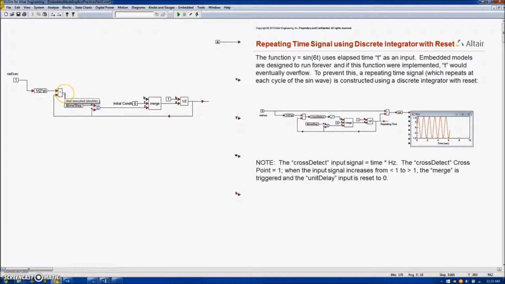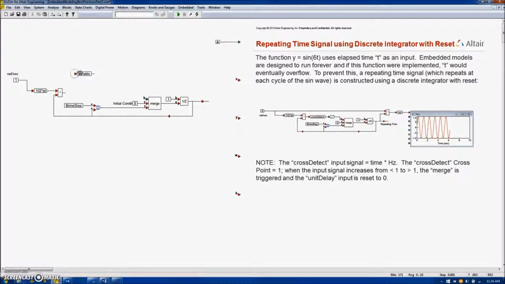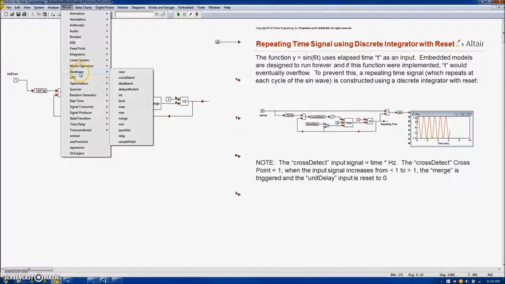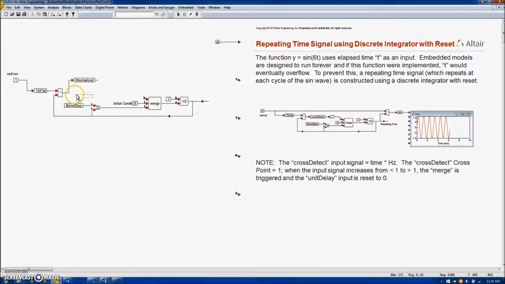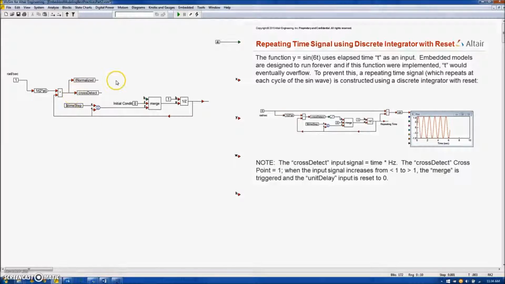Now this output signal right here will be normalized time. That is, it will be a value that ranges from 0 to 1 as the sinusoid goes through one complete cycle. So I'll capture it in a variable named time normalized. And what I will do is pass this through a cross-detect block located under block nonlinear, with the cross-detect point set to 1. So as soon as this t normalized reaches 1, the cross-detect will trigger, and I'll use that to trigger the Boolean on my merge, which will reinitialize time to begin counting again from 0.